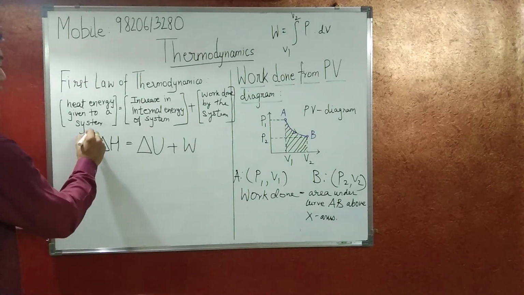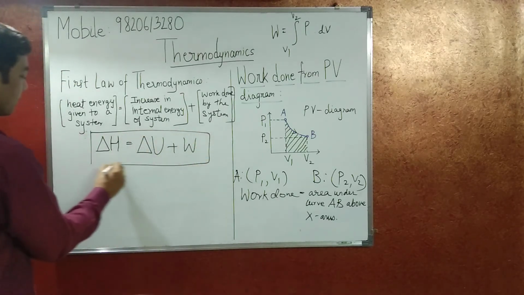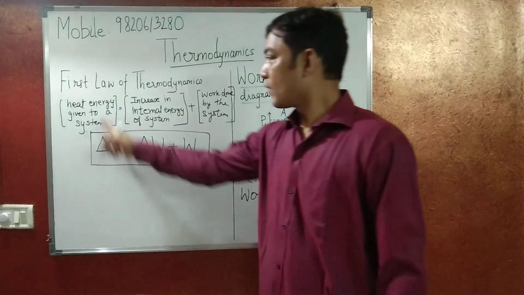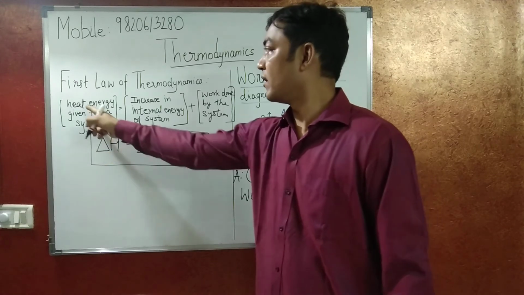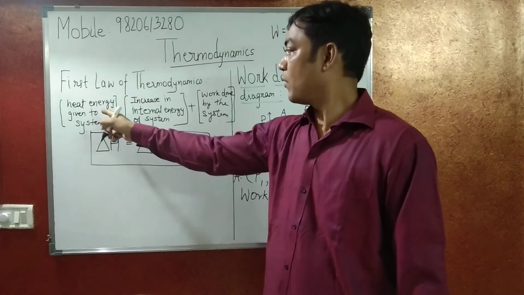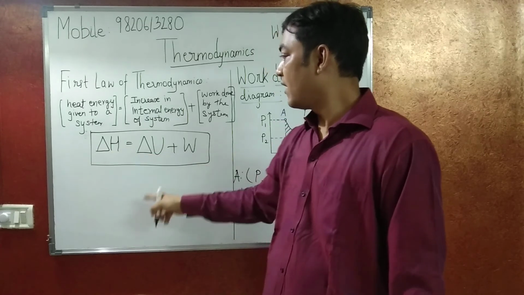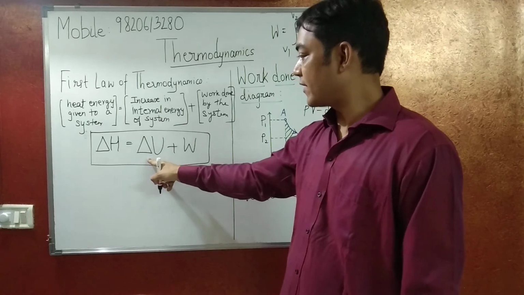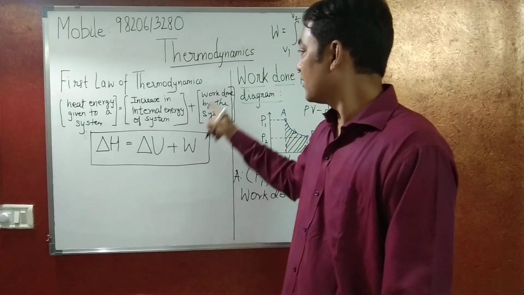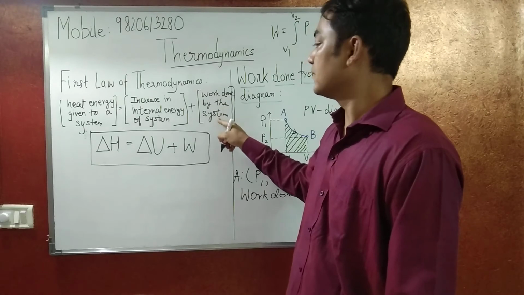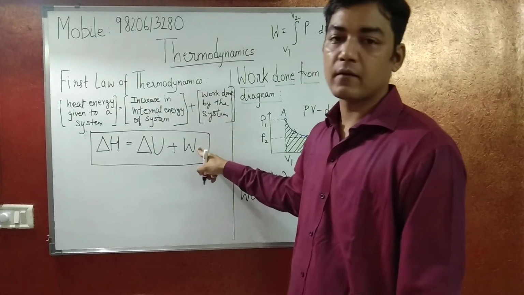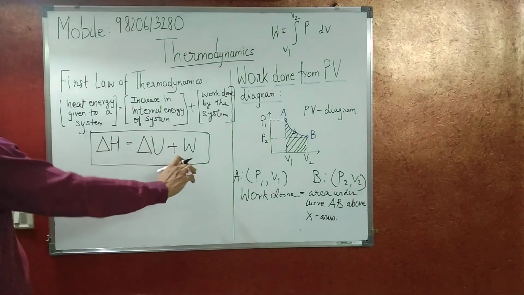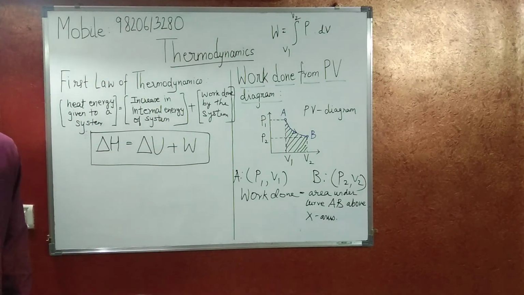This is your first law of thermodynamics. Are you getting this? Whatever heat energy you give to a system, H stands for heat energy, that will be used up in increasing the internal energy of the system, which is denoted by delta U, plus there will be work done by the system, which is denoted by W. So this equation that you are seeing is nothing but the first law of thermodynamics.